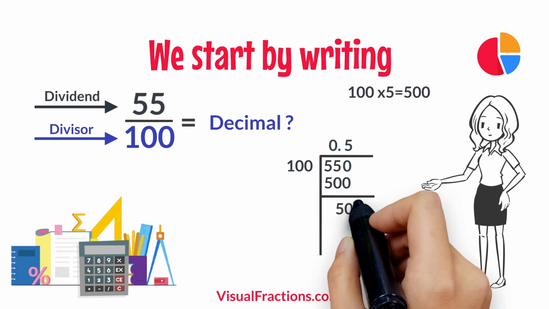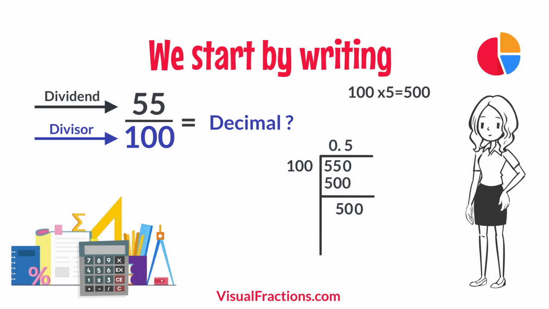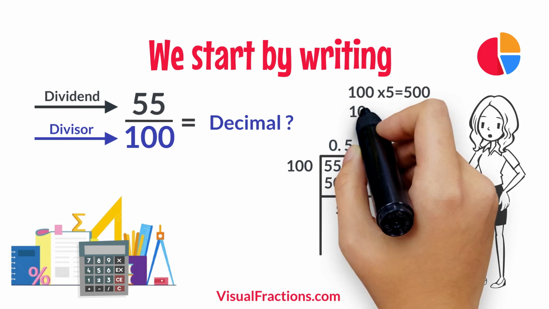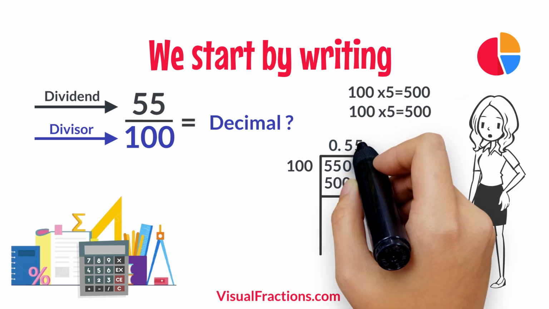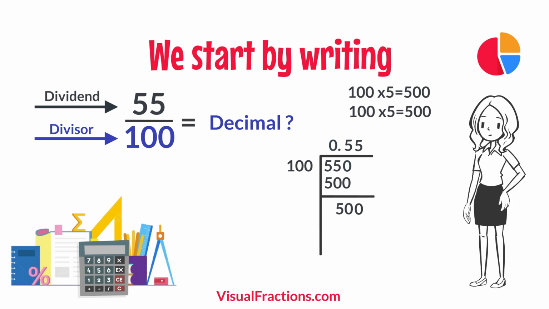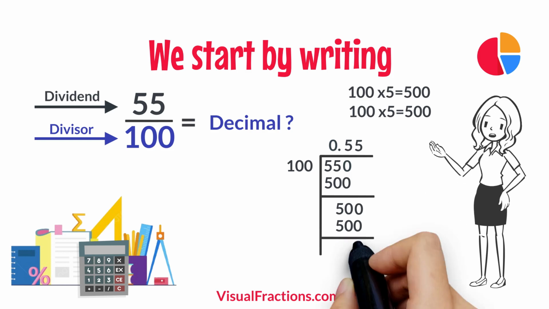Next, we add another 0 to the remainder, making it 500. How many times does 100 go into 500? Exactly 5 times again. We write another 5 after the decimal point, making it 0.55. Multiplying 5 by 100 gives us 500. When we subtract 500 from 500, we get a remainder of 0.